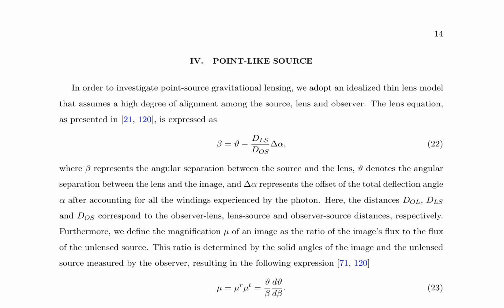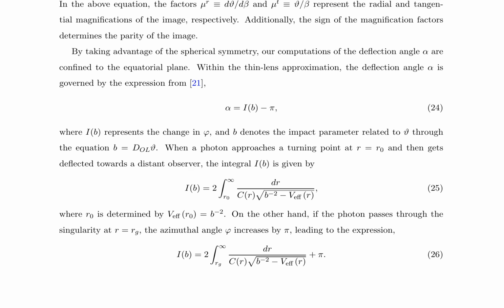The magnification, mu, of an image is defined as the ratio of the image's flux to the flux of the unlensed source, which is determined by the solid angles of the image and the unlensed source measured by the observer. This results in the expression mu equals mu_r mu_t equals (theta/beta)(dtheta/dbeta), where mu_r and mu_t represent the radial and tangential magnifications of the image, respectively. The sign of the magnification factors determines the parity of the image.